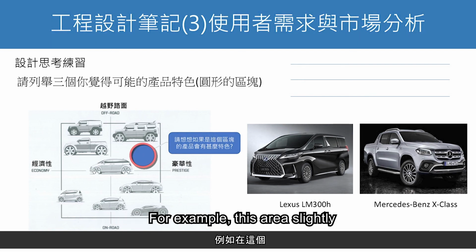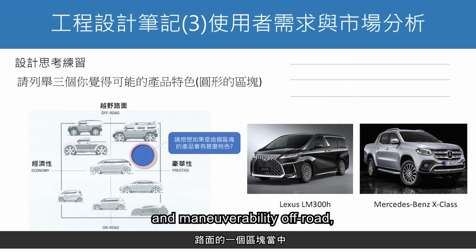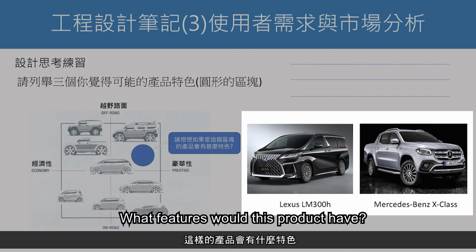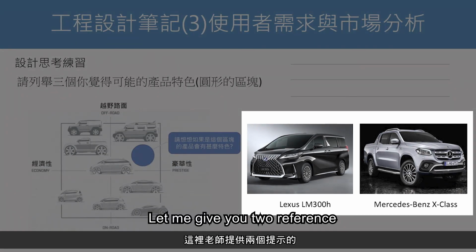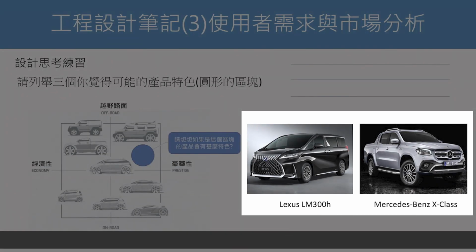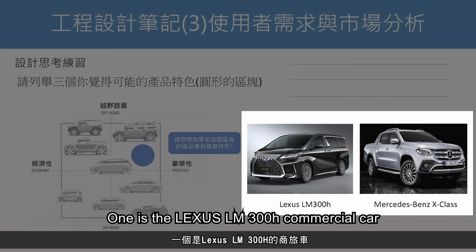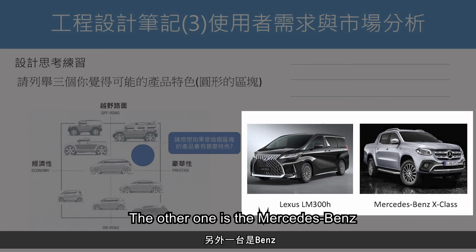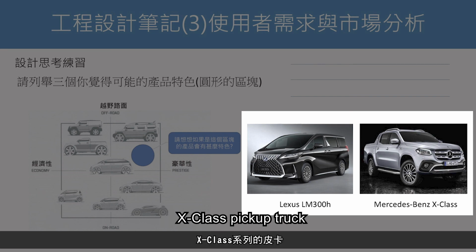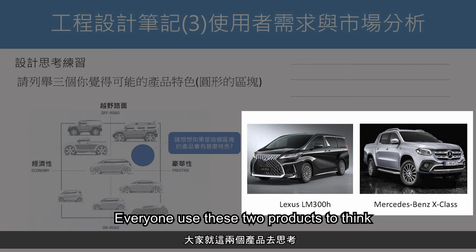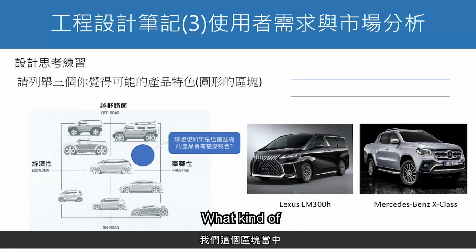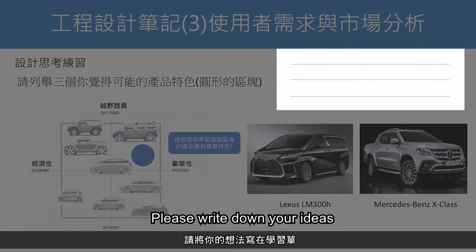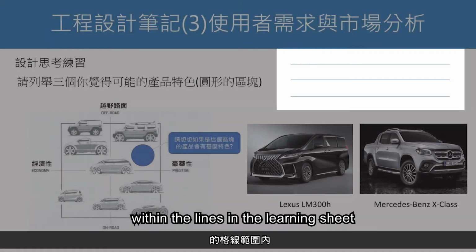For example, this area slightly tending towards prestige and maneuverability off-road. What features would this product have? Let me give you two reference examples as hints. One is the Lexus LM300H commercial car. The other one is the Mercedes-Benz X-Class pickup truck. Everyone uses these two products to think what kind of vehicle design would belong to this area. Please write down your ideas within the lines in the learning sheet.